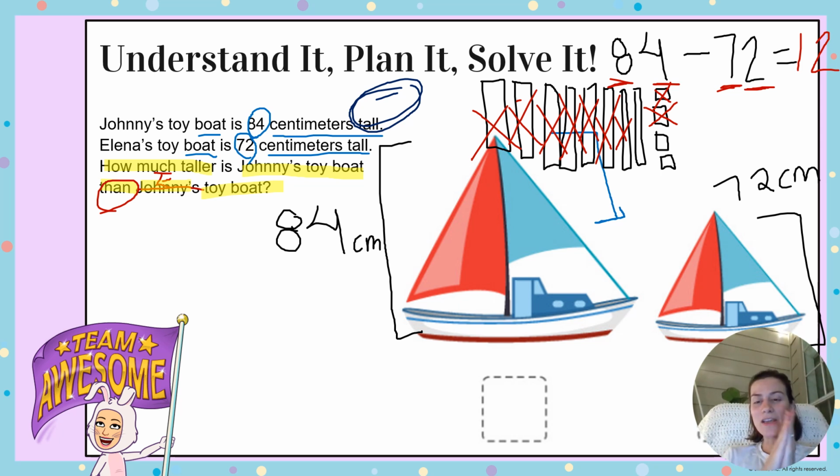So now, guys, we can write our answer in a proper way. So I have 12. 12 what? How much taller is Johnny's toy boat than Elena's toy boat? Remember, we're working with centimeters. So my answer is 12 centimeters.